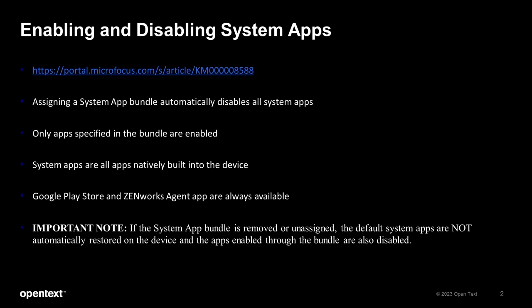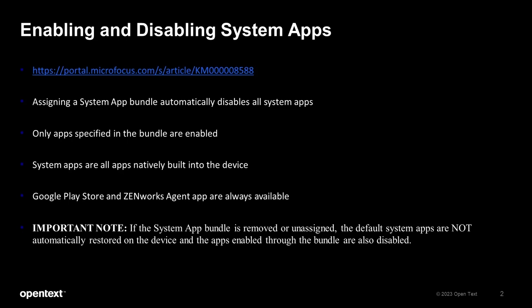When an Android system app bundle is created and assigned to a device, all system applications on the device are automatically disabled. Only the system applications specifically designated in the bundle will be enabled. If a system application bundle is not created, then system apps will appear unless otherwise restricted via policies. System apps are any application that is natively built into the device, such as calendar, camera, contacts, notes, etc.